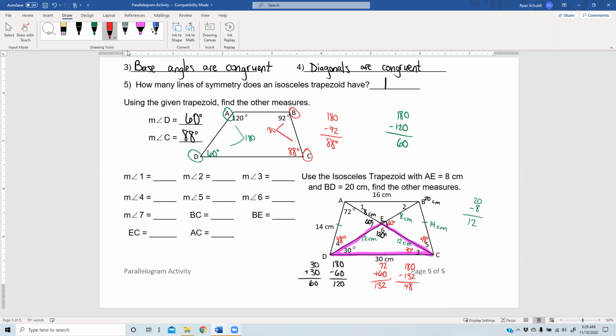Again, I know that's 60. I know that's going to be 72. This one has to be 120, because they're vertical angles. Well, if this one's 120, in order to keep these the same, since these are both 8, then these have to be 30 degrees as well.